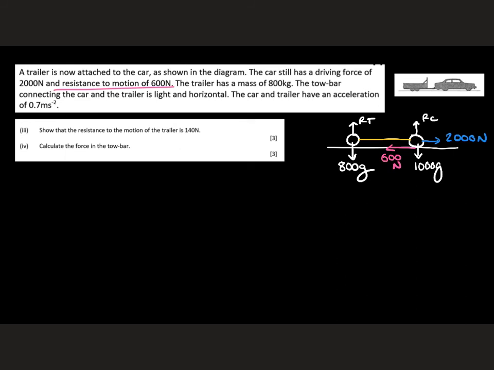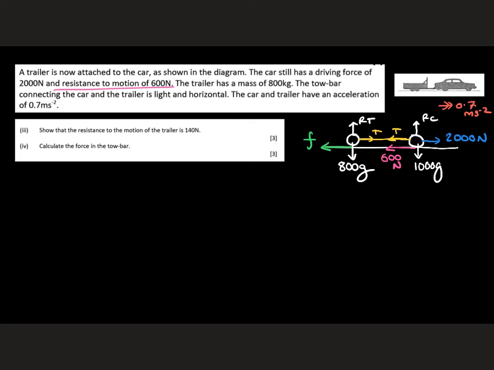Now, we need to include a tension force here and a tension force here in the tow bar, and we also need to include a resistance force here, which I'll call F, which acts on the trailer. Now, the system has an acceleration of 0.7 meters per second squared. Show that the resistance to motion of the trailer is 140 newtons.